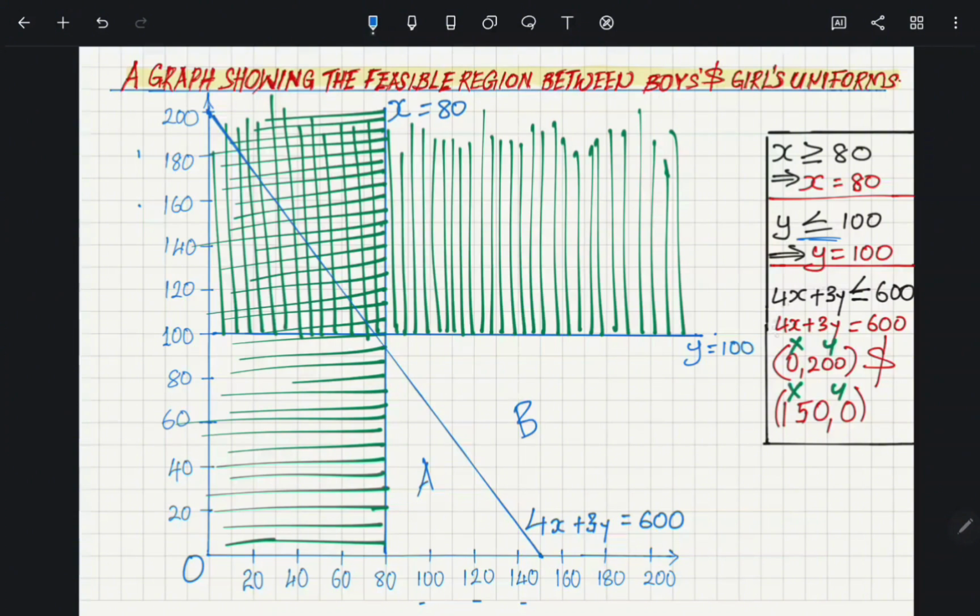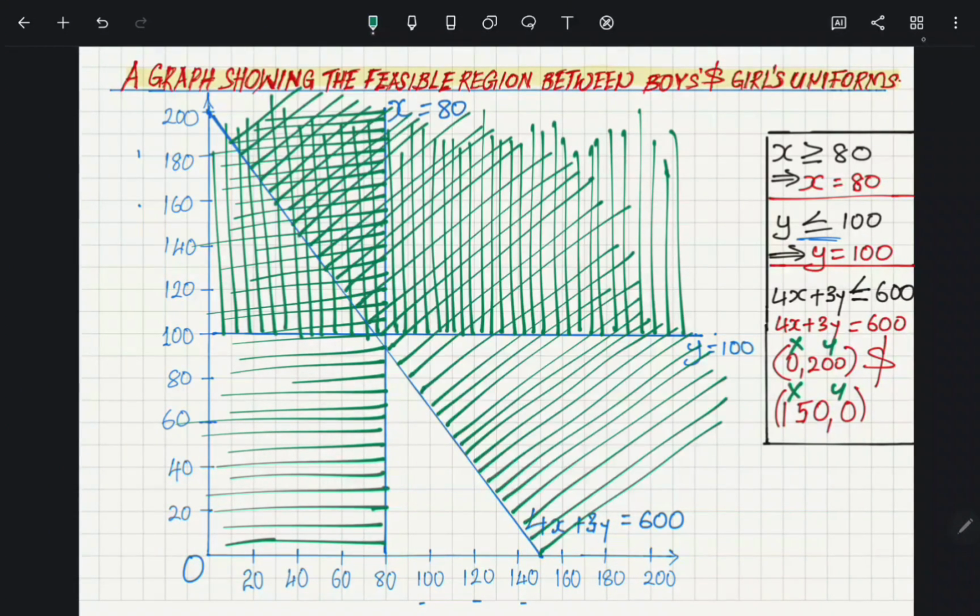But here, about this line of 4x plus 3y is equal to 600, we can see that the inequality symbol here is less than. That means it is the one that satisfies the inequality. In other words, this side A satisfies our inequality. We want to keep the less than region, not the greater than region. So that means that area B has to be shaded away. And now we have finished shading the area that is unwanted, or the area which does not satisfy the inequality. So our feasible region is displayed here as a triangle.